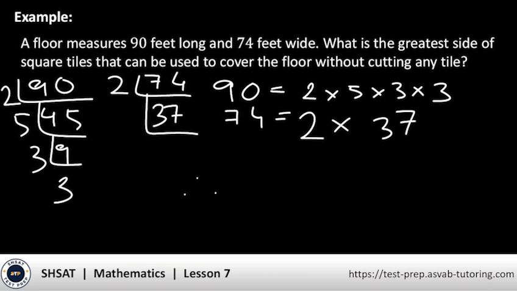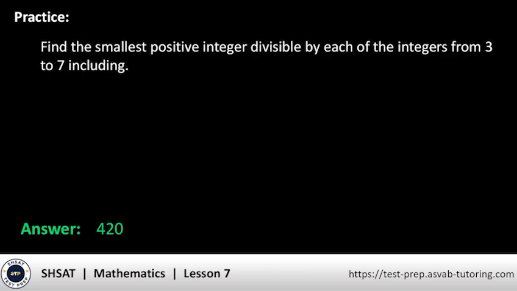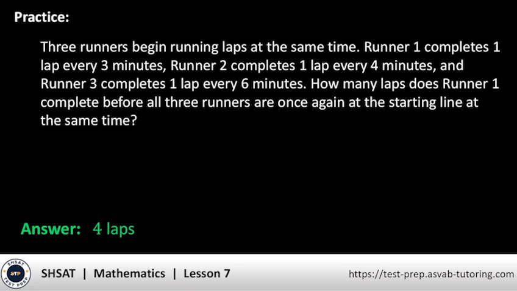So what's the greatest common factor? The greatest common factor here is just 2. So the greatest common factor to this is 2 feet. Okay. And now if we look at this question here, we have another practice question. Find the smallest positive integer divisible by each of the integers from 3 to 7, inclusive. All right. So once again, you do this on your own. I hope that you do get 420. Here we have another practice question. I hope that you do get 4 laps as well.